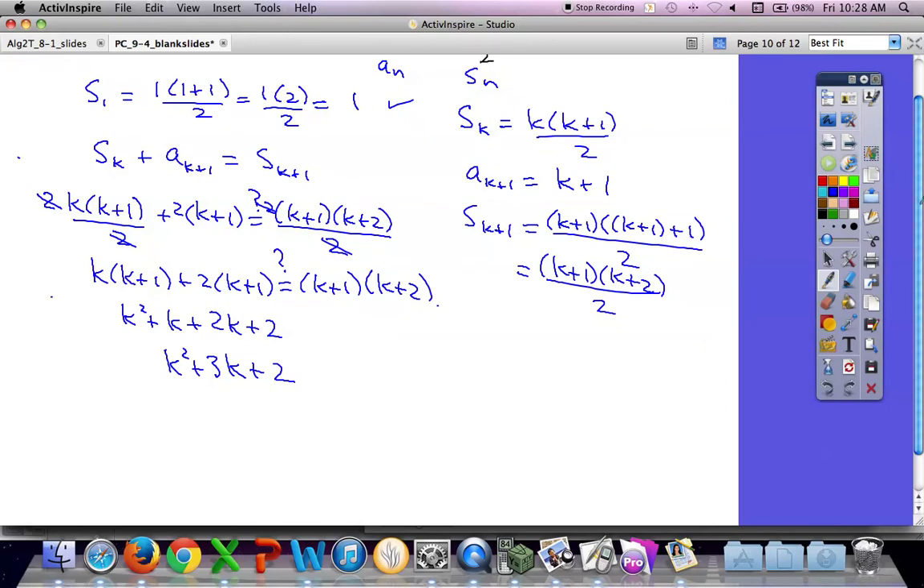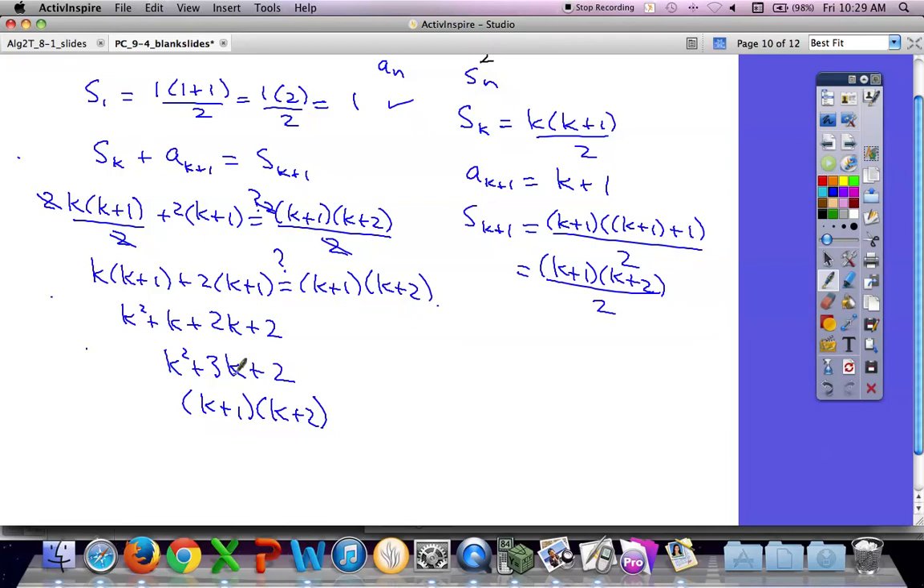Now that's a simple factoring problem. You could just say, what two numbers have a product of 2 and a sum of 3? You would say 2 and 1. So it'd have to be k plus 1 times k plus 2, which is exactly the right-hand side. So at that step, you just made the left side look like the right side. So you're done. If you have trouble factoring, you could choose instead to just FOIL the right side. You don't have to make the left look like the right. You can make them meet in the middle.